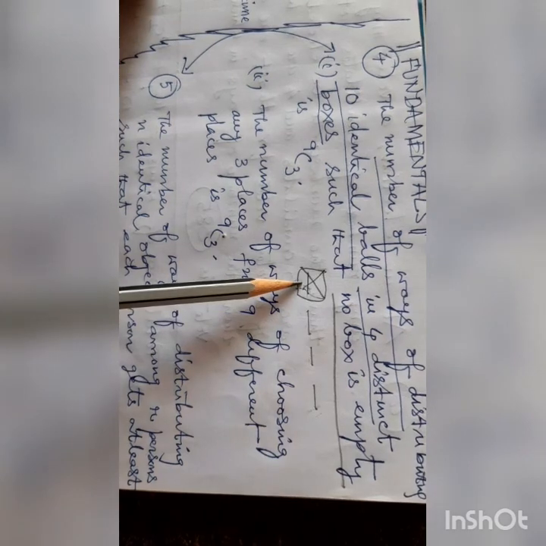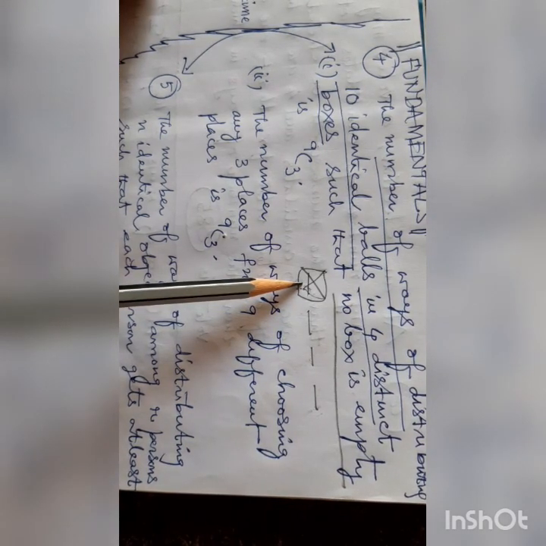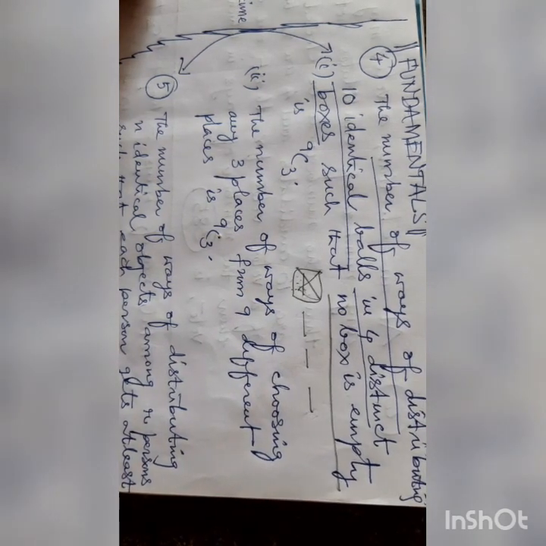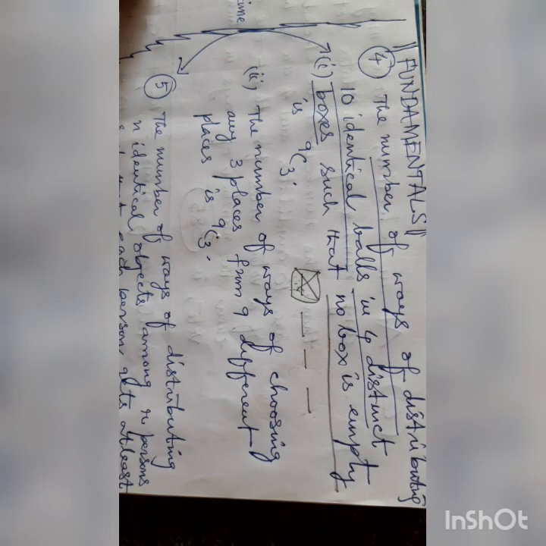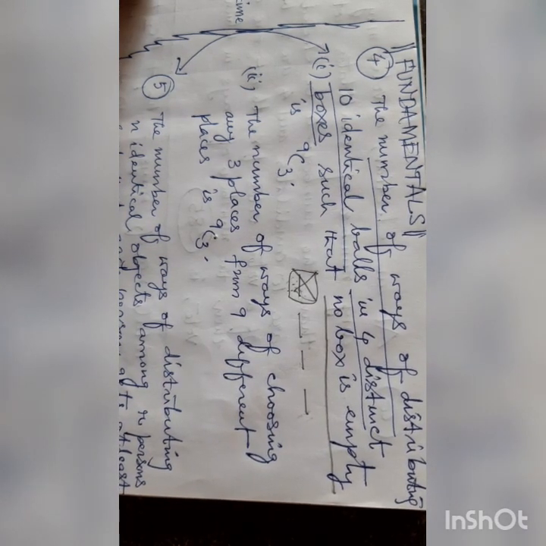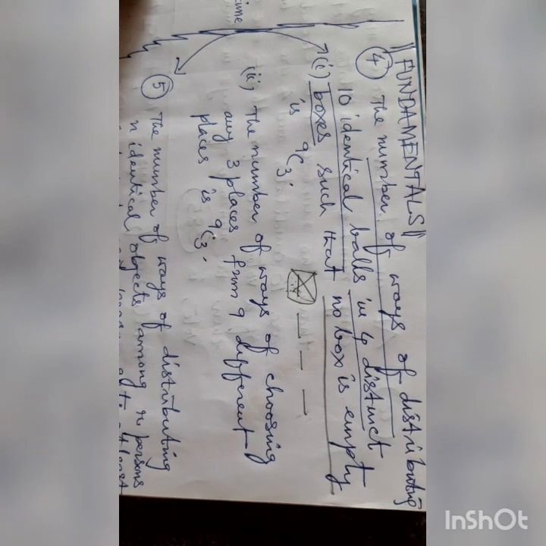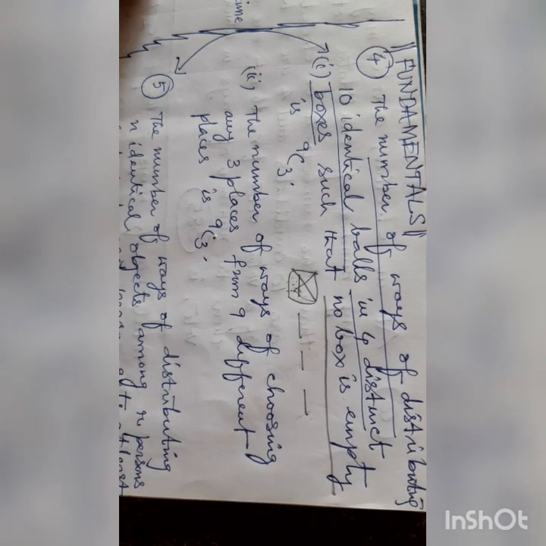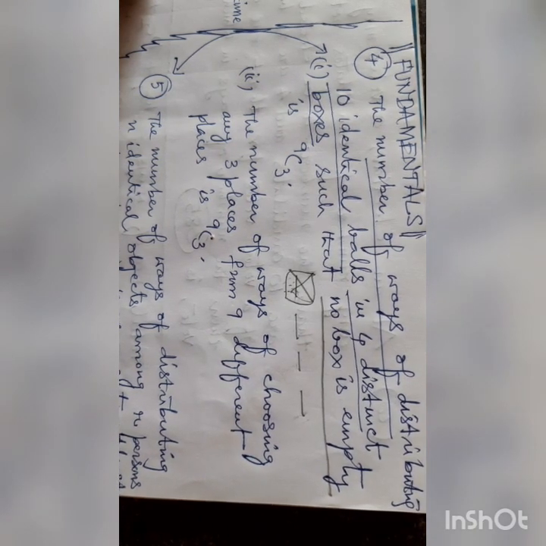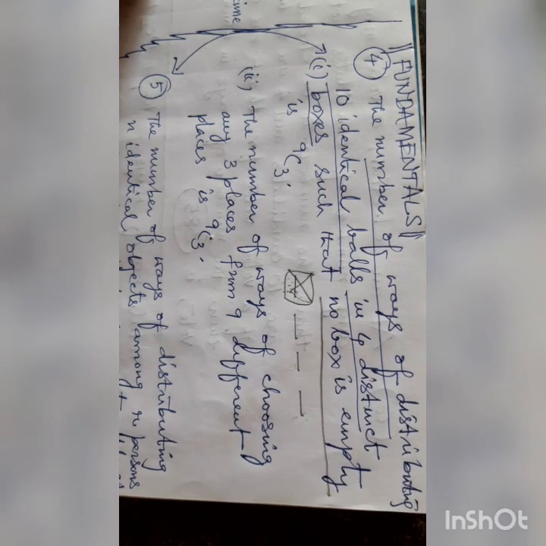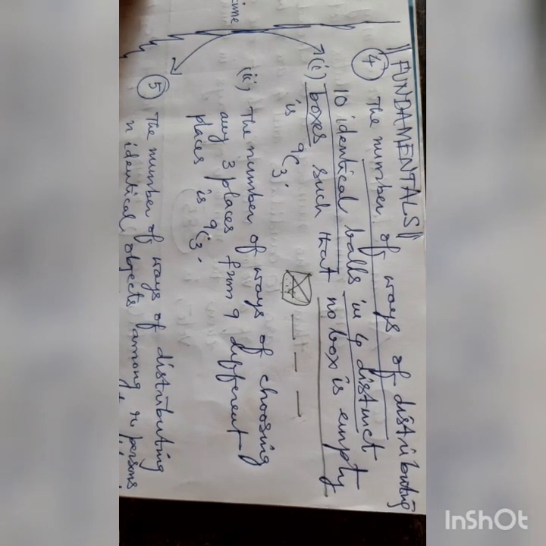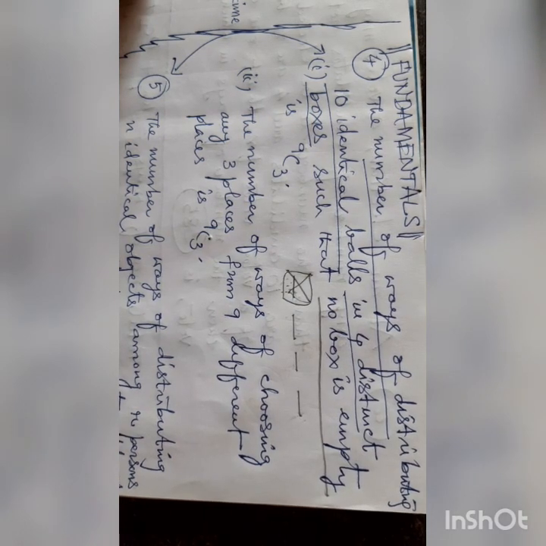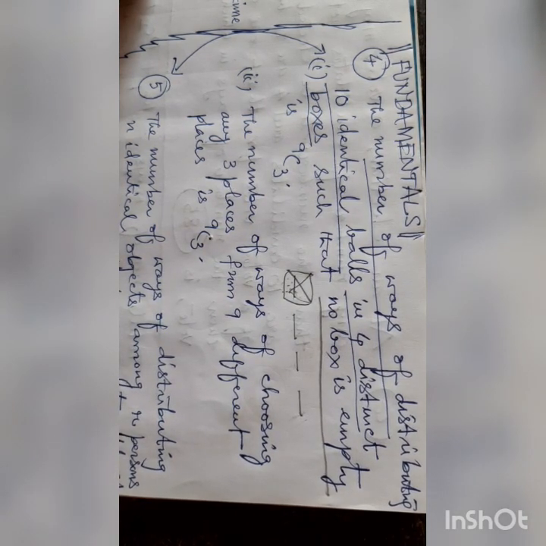First you fill up. This is the logic, that's all. So that no box is empty, the logic is, first you fill up with 1 ball. How many balls will be left out of 10 identical balls? 9 identical balls. How many boxes left? Out of 4 boxes, they are different boxes, not similar. Out of 4 different boxes, 3 boxes left.